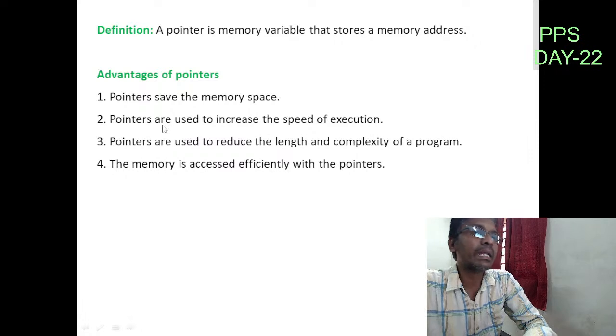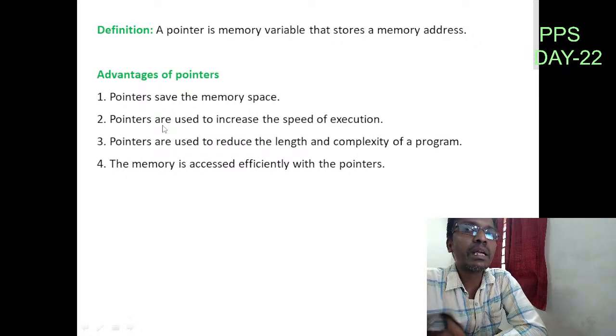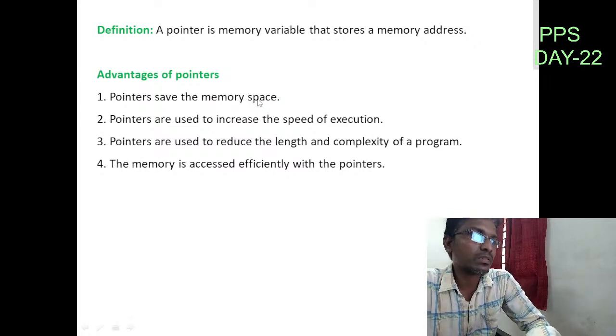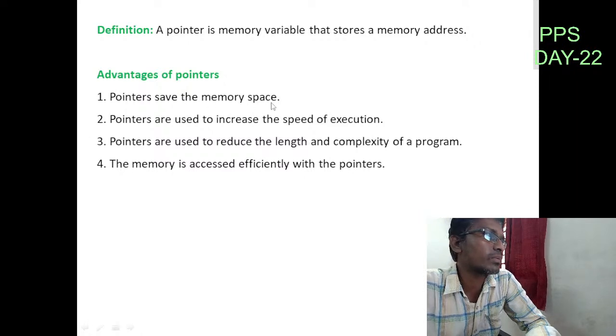Whereas an array is a static data structure. In an array, you cannot increase or decrease the size. Whereas with pointers, you can increase or decrease the size of the space or memory. That's why it saves memory space, and pointers are used to increase the speed of execution. Compared to static data structures, a dynamic data structure executes the program speedily.